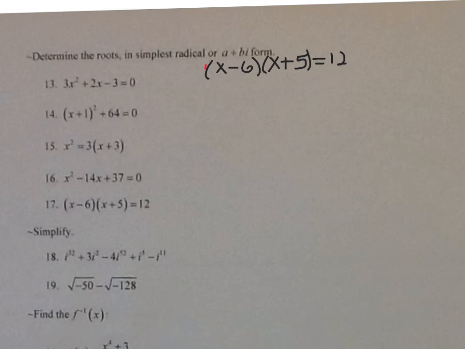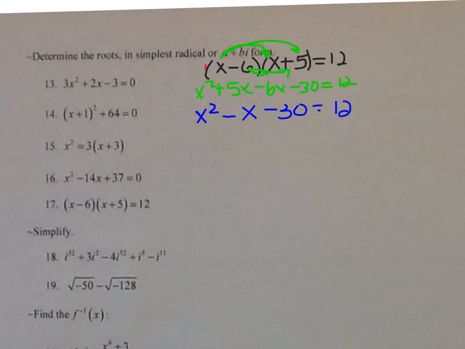Okay, so number 17, I noticed that we have parentheses here, so I want to distribute and simplify first. So we have x times x is x squared. x times 5 is 5x. Negative 6 times x is negative 6x, and negative 6 times 5 is negative 30. So I'm going to clean up the middle. So we have x squared, 5x minus 6x is negative 1x, minus 30 equals 12. Now I do want to move the 12 over to the left, so minus 12. x squared minus x, negative 30 minus 12 is negative 42.